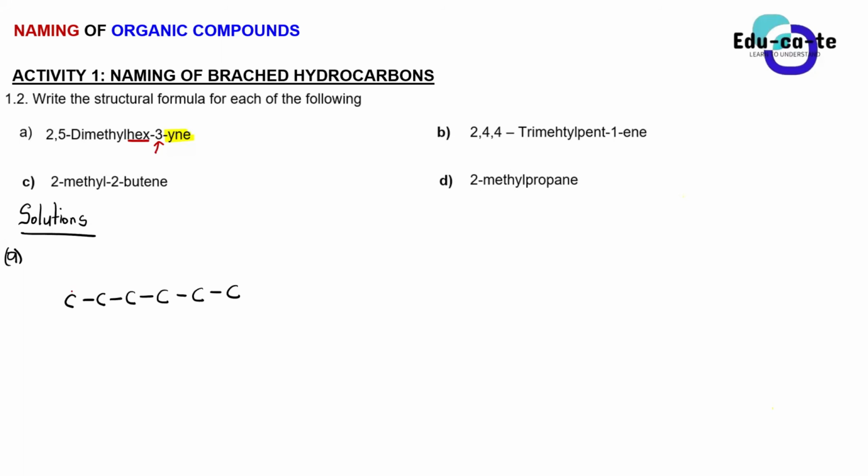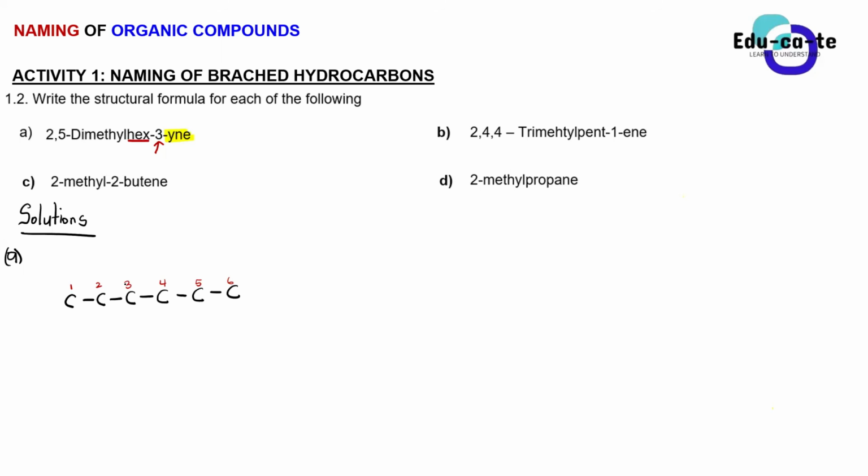You now start numbering your carbons: carbon 1, carbon 2, carbon 3, carbon 4, carbon 5, carbon 6. When you are writing a structural formula, you are free to number from right to left, because you are the one constructing the compound and writing the structural formula. You are allowed to count from any direction. It will still be the same thing.